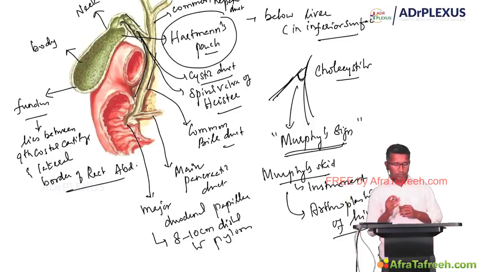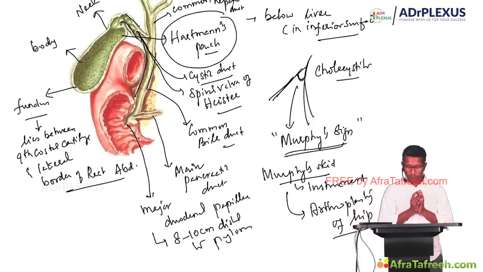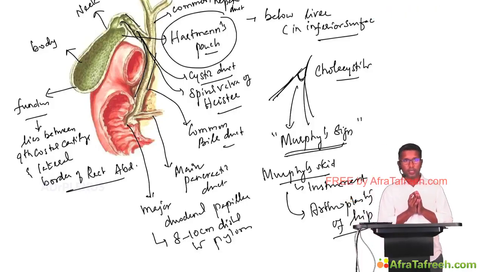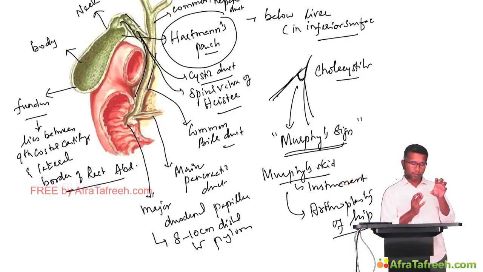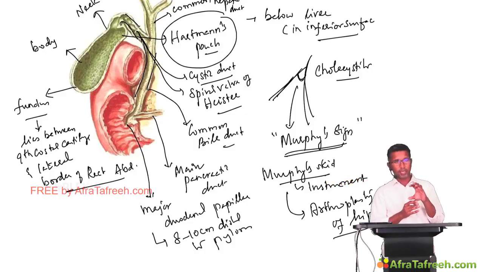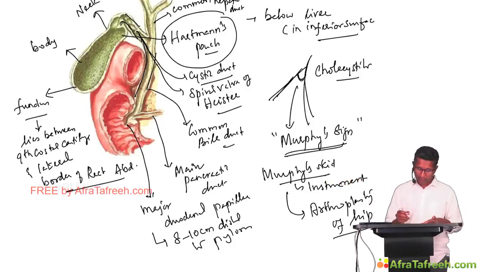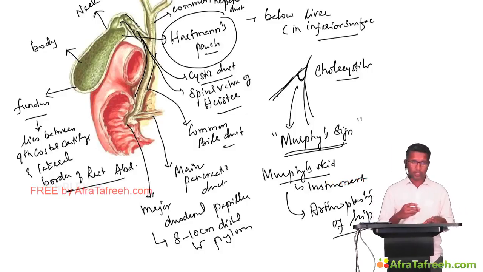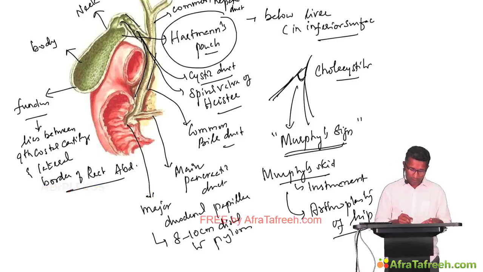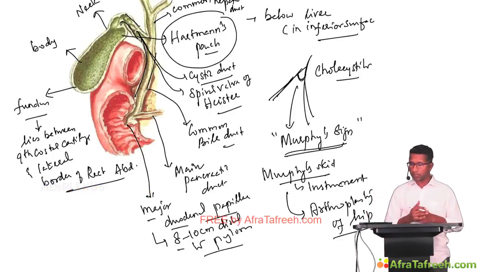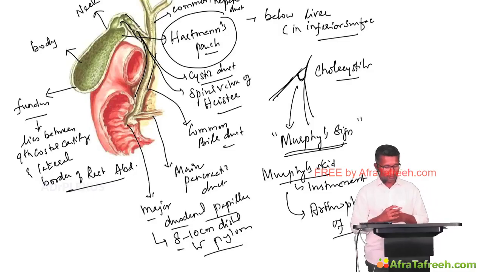So guys, if you see here, this is one important duct, which is the fusion of the major bile duct and the major pancreatic duct. This duct finally opens into the major duodenal papilla. How to identify the major duodenal papilla? It is lying at a distance of 8 to 10 centimeters distal to the pylorus.